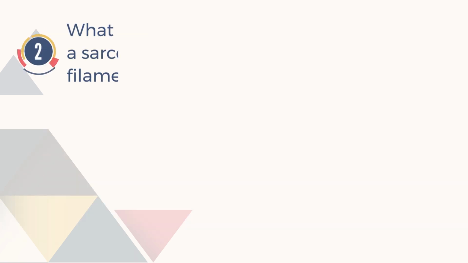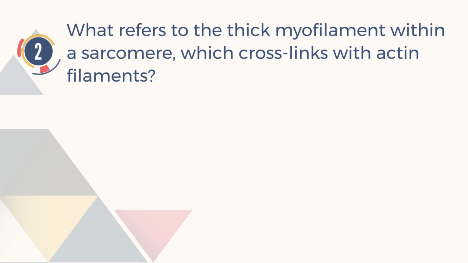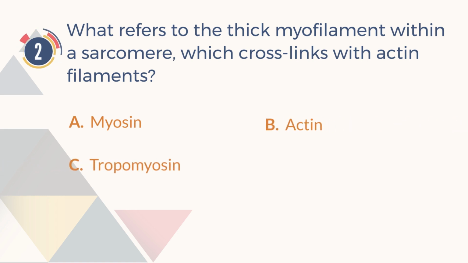Number 2. What refers to the thick myofilament within a sarcomere, which cross-links with actin filaments? A. Myosin. B. Actin. C. Tropomyosin. D. Acetylcholine. The answer is A. Myosin.